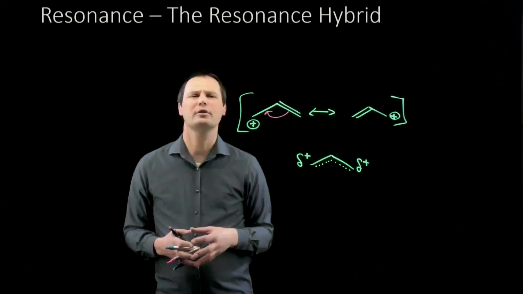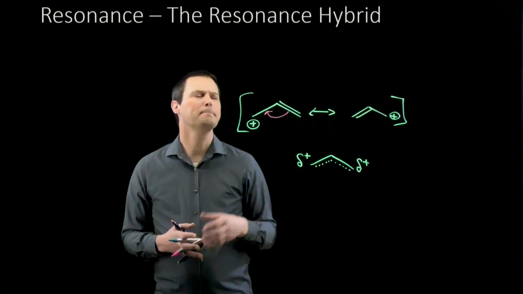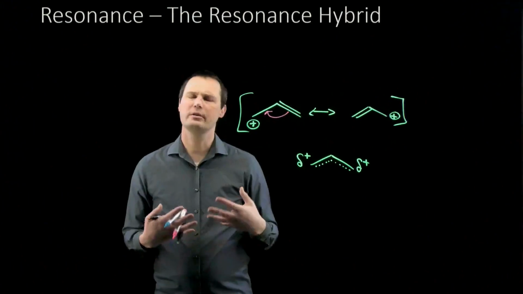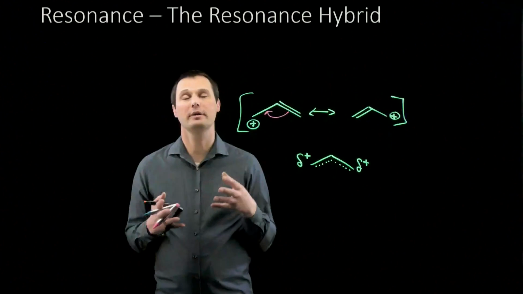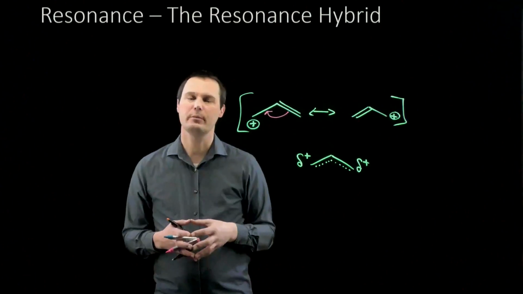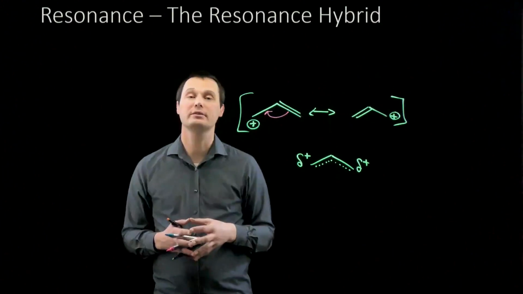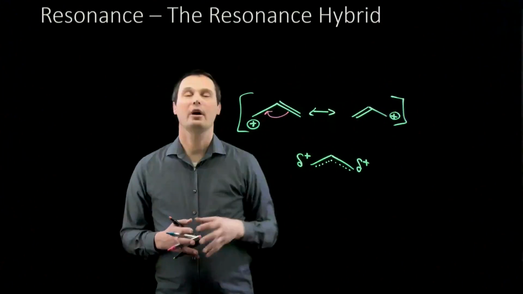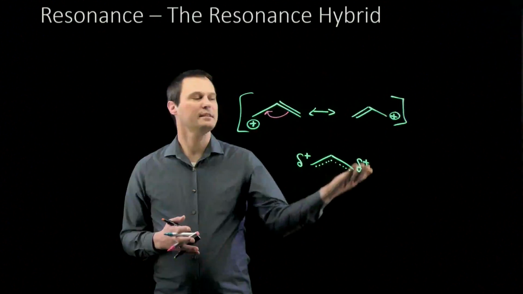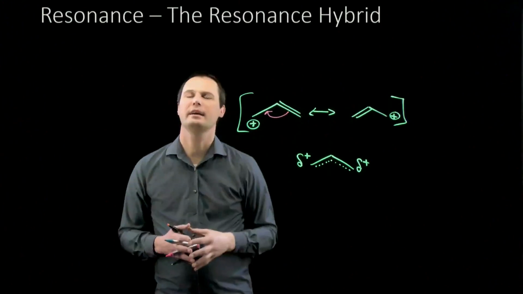I keep using this term weighted average. I haven't really talked about that yet. We look at each of these resonance contributors, and there are a set of rules that help us figure out which one contributes more or less to the resonance hybrid. That's not the subject of this video. I have an entire separate video on ranking resonance contributors, but since these two structures are otherwise identical, both of these structures weight the same towards this resonance hybrid, so we're not going to get into that in this video.